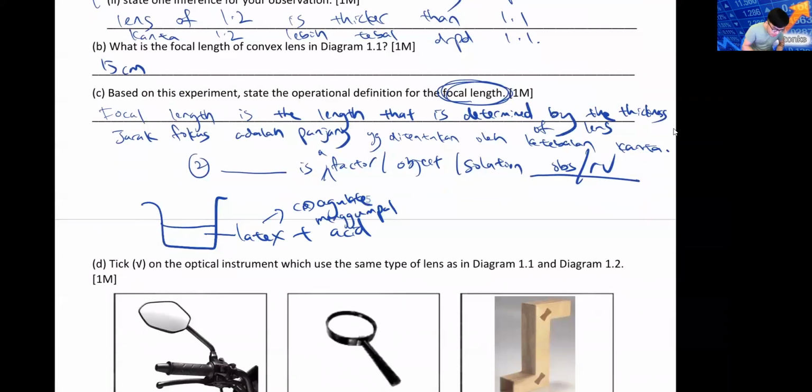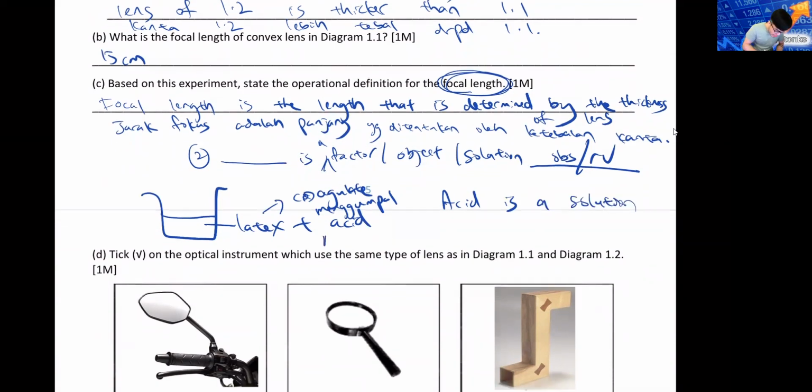So, if they ask you, what's the operational definition for acid? Apakah definisi secara operasi untuk acid? Easy lah. They want the definition of acid, right? So just now they want something, you write the something. So acid is, first step. What do they want? They want acid, so you just write acid. Acid is, so what is it? Is it a factor? Is it a thing? Or is it a solution? So acid is a solution.